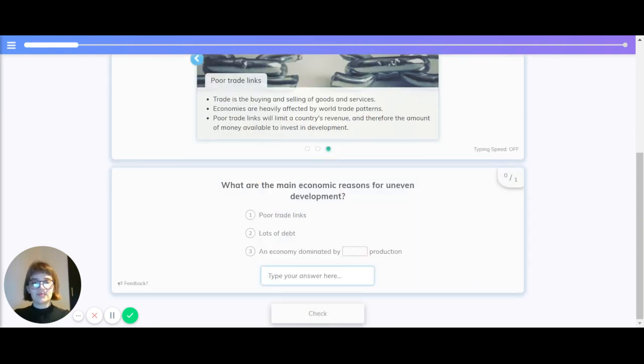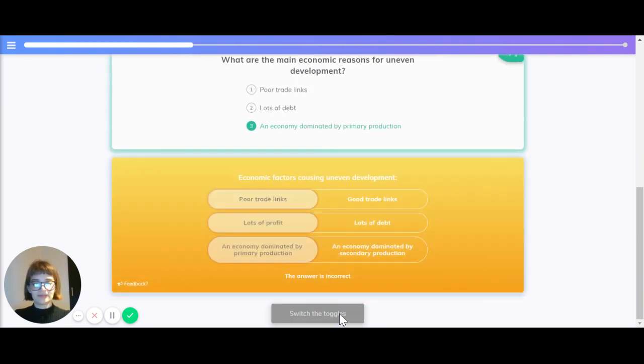Let's just quickly recap that. What are the main economic reasons for uneven development? These are poor trade links, lots of debt, and an economy dominated by primary production.